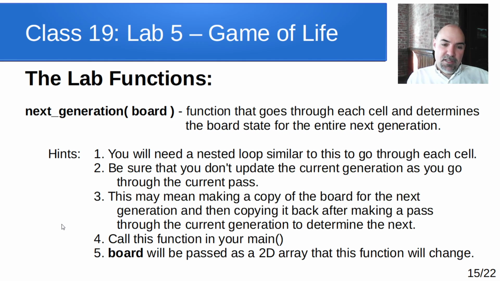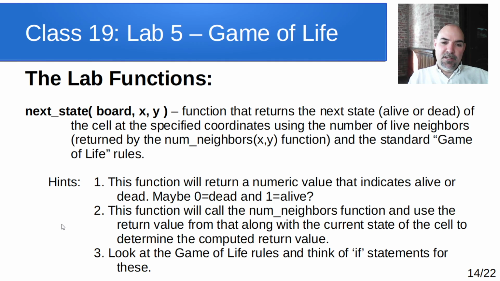Okay, the next generation function, you're just going to pass the board to that. We don't have to pass an x and y because it's going to iterate through every cell in the board. So every row, every column, or every x and y, every i and j, however you want to think about that. So think about how you did that with your display board function first, because that has a nested loop that's going to go through that. And not just that, but make sure that for every one of those cells, you're going to call this next state function on each cell.